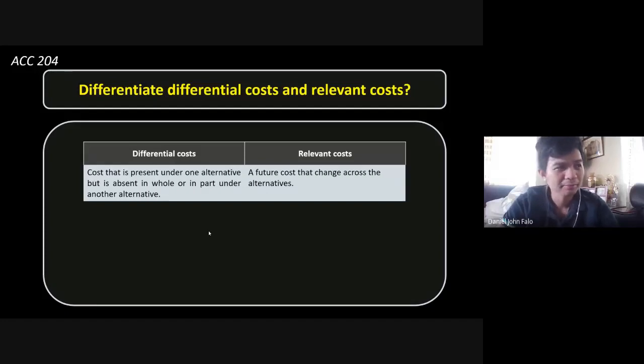Yung relevant cost kasi, these are the totality of the difference from one alternative to another. Ibig sabihin, lahat ng difference, partly or whole, basta meron silang difference, so ang tawag doon is relevant cost. Actually, yung differential cost and relevant cost is actually nagsisynonyms na sila. Pero mas broader lang yung ibig sabihin ng relevant cost compared with differential cost. So, halos parehas lang sila.